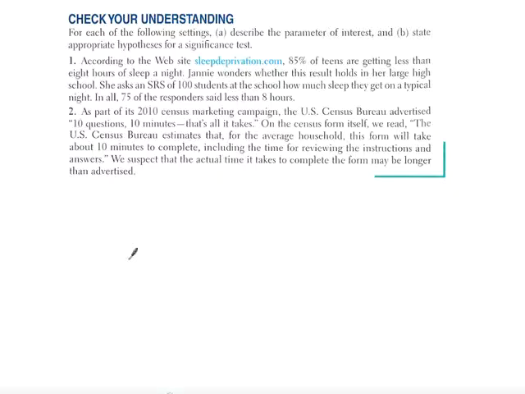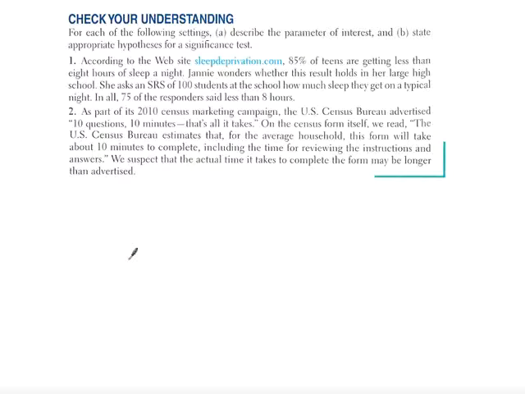All right, so let's look at check your understanding. For each of the following settings, A, describe the parameter of interest, and B, state the hypotheses for significance tests. So basically just like what we just did in the last example.